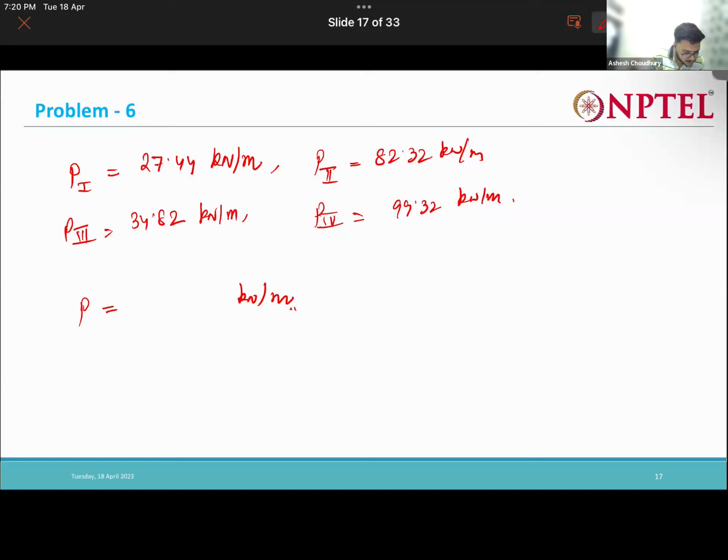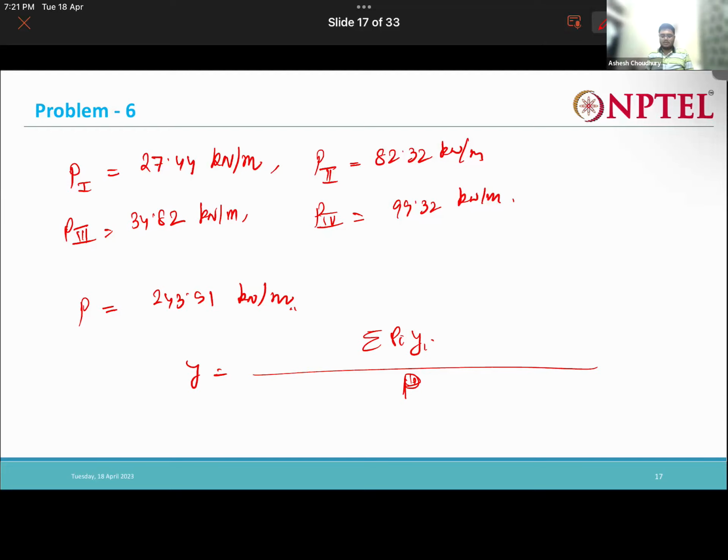So total will be 243.9. Okay, then similarly you can find out y, the summation of P into y divided by total P. You can find out y. So it will come out as 2.2.